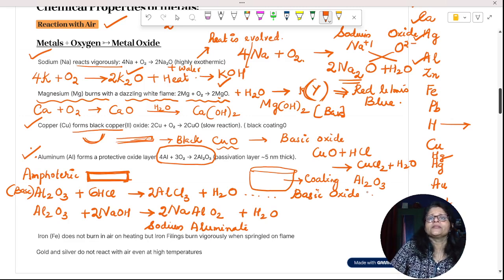Similar reaction. There is another metal oxide which also gives a similar reaction. Can you name what that is? It is our own zinc.